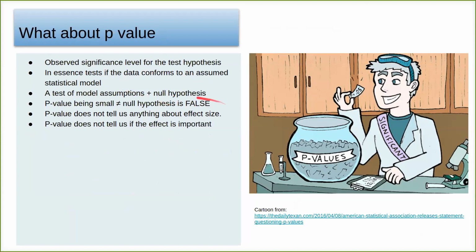It does not tell us, if it is small, that the null hypothesis is false. It does not tell us, if it is large, that the null hypothesis is true. It does not tell us anything about the effect size. And it does not tell us if this effect is important. So the p-value is the last thing you should look at when you are evaluating a model or a scientific result. You should start off with the effect estimate, look at the overlap of the 95% confidence interval, and then take a look at the p-value.